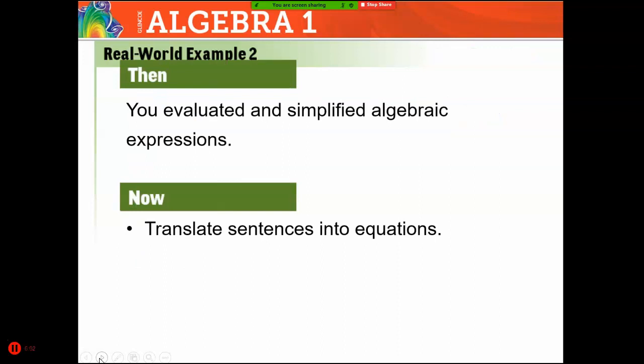So previously we were simplifying those expressions, and today we're taking sentences and making equations. So yesterday we took equations and made sentences. Today we're doing the opposite. We're taking the words and writing equations. We're doing the opposite of yesterday.